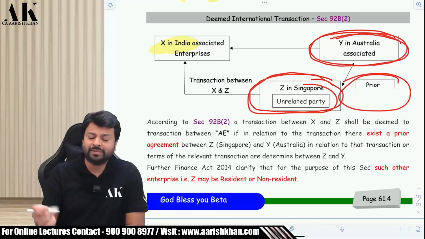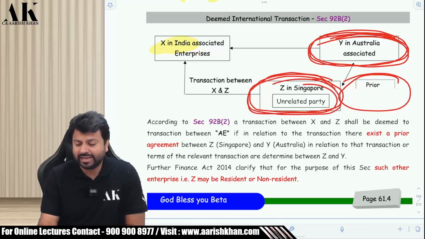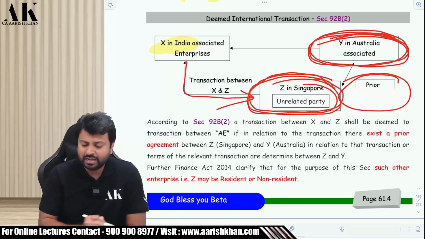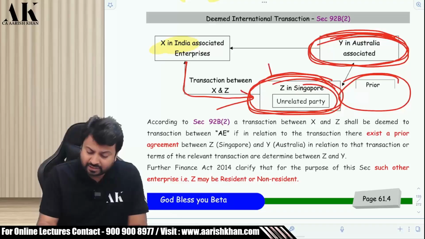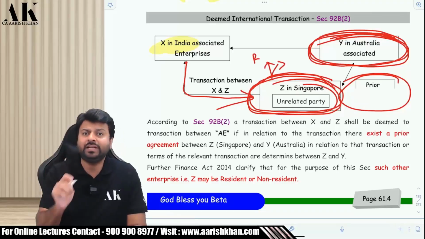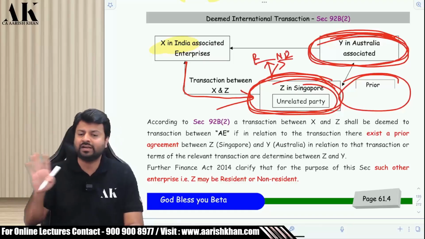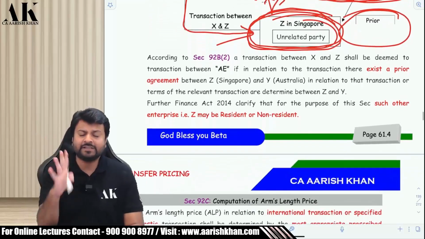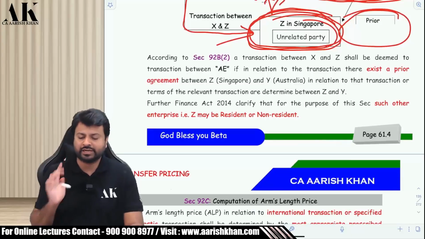So if you do a transaction with a third party and the third party already has an agreement with your associate enterprise, then the transaction between you and this third party is deemed to be an international transaction. In that case, this third party can be anyone. Even if this third party is a resident, it is deemed to be an international transaction. And if this third party is non-resident, then also it is deemed to be an international transaction. The residential status of the third party does not matter over here. Irrespective of the residential status of the third party, it will be deemed to be an international transaction. Check it please.